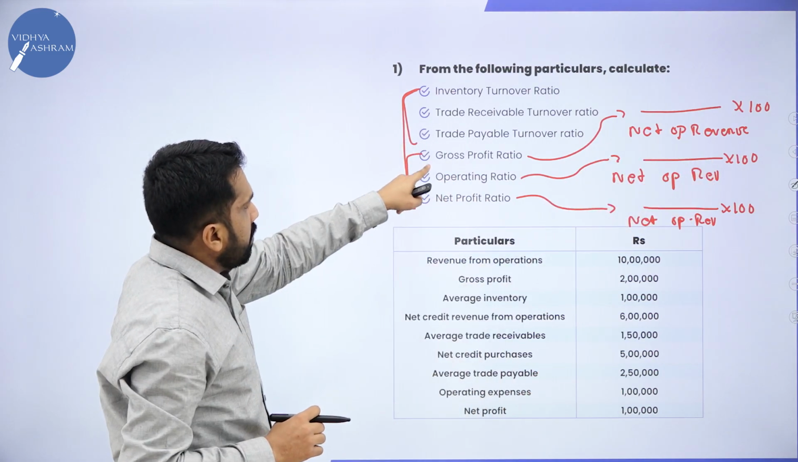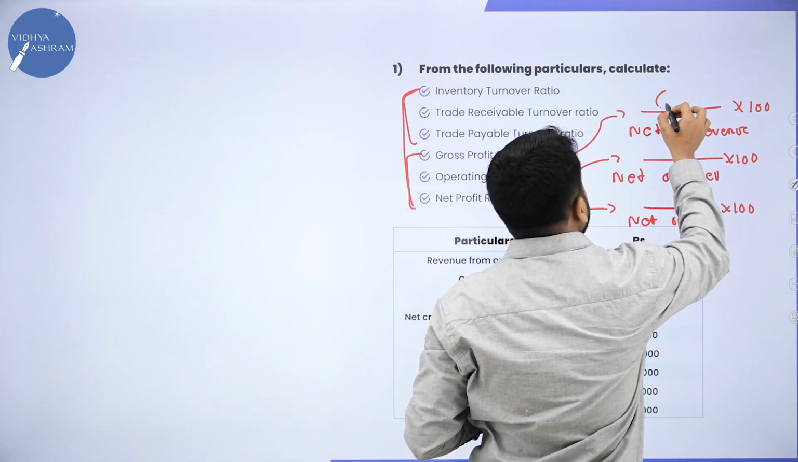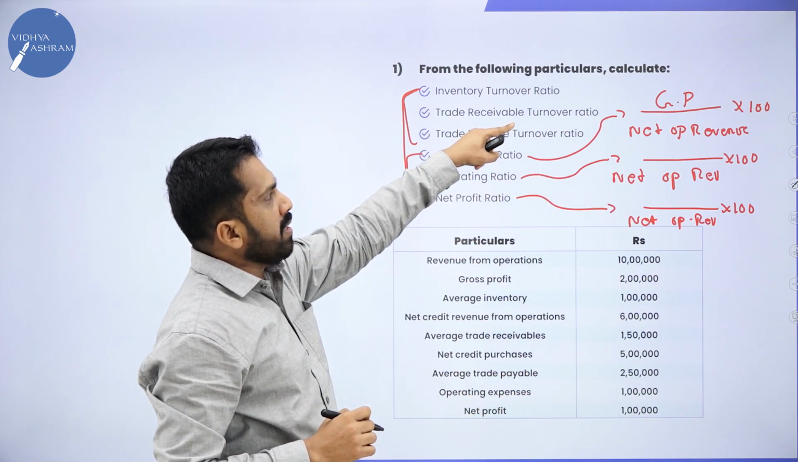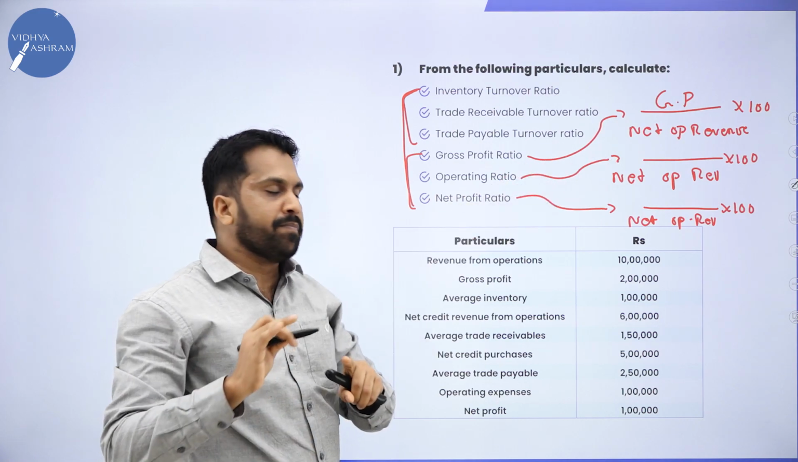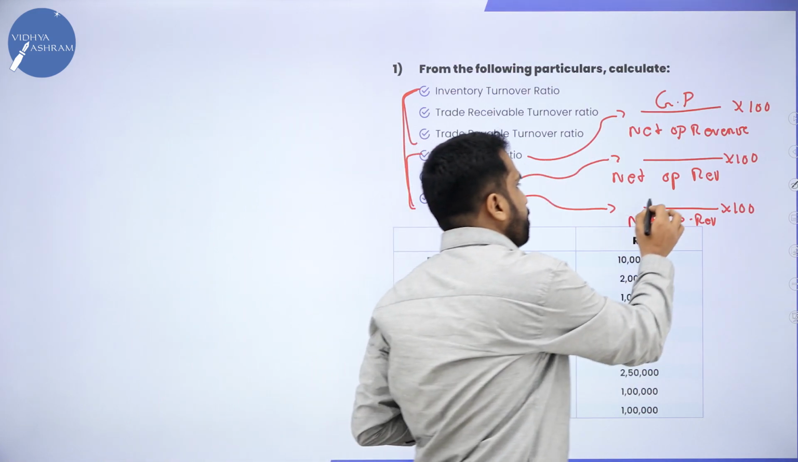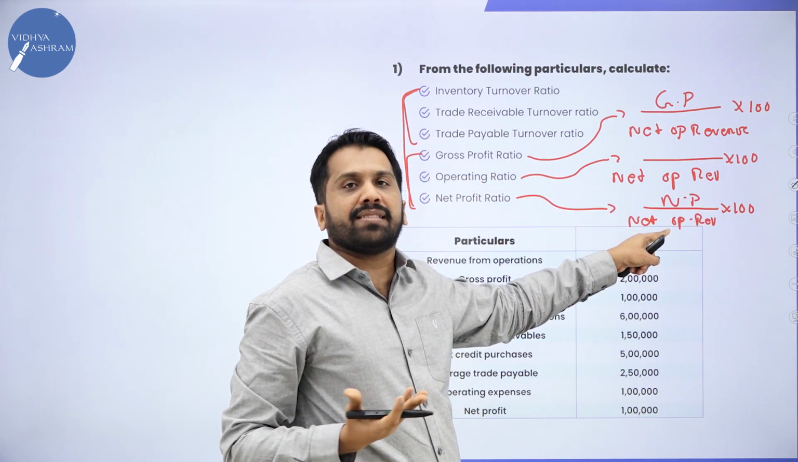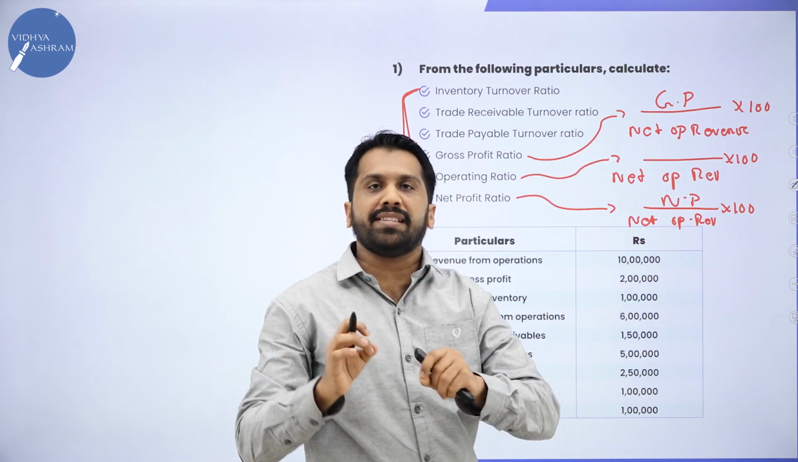Now, which one is this? Gross profit. What is the formula for gross profit? GP divided by sales into 100. Now, net profit. Net profit divided by sales multiplied with 100. These 2 formulas are easy.